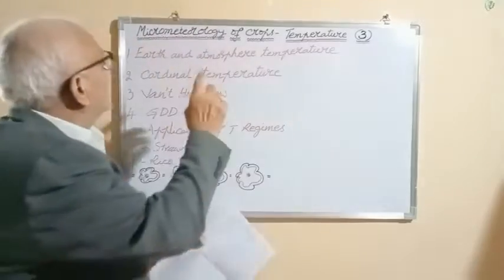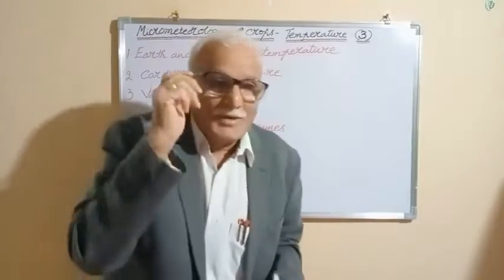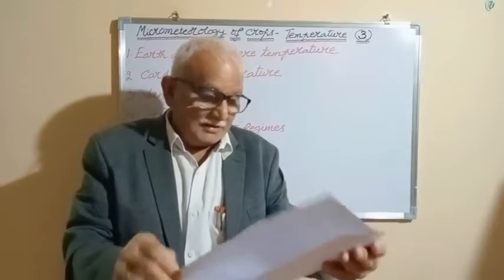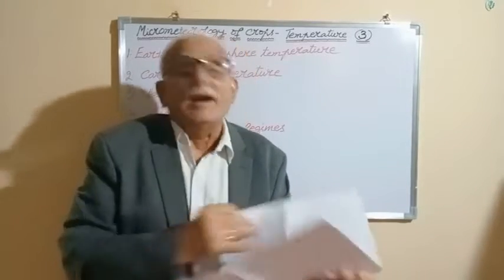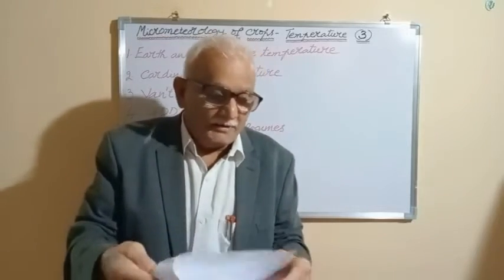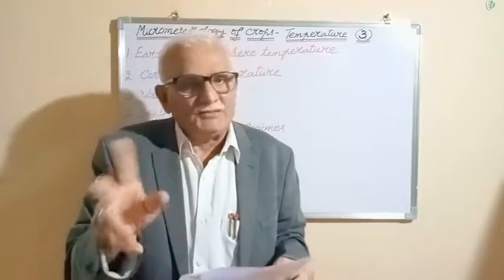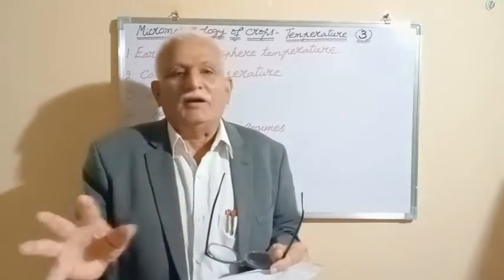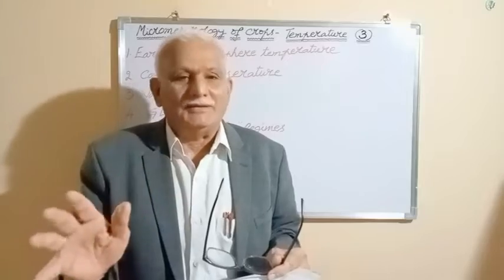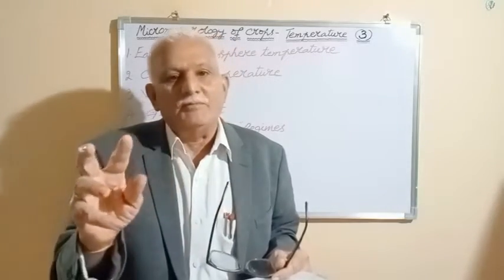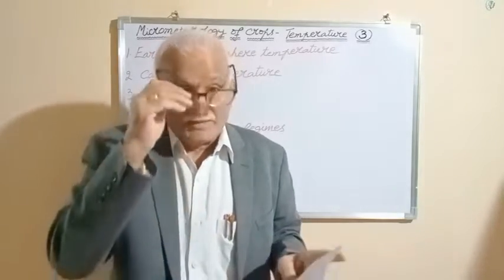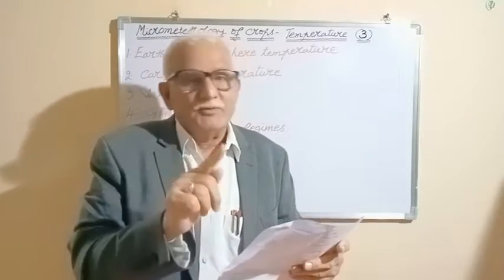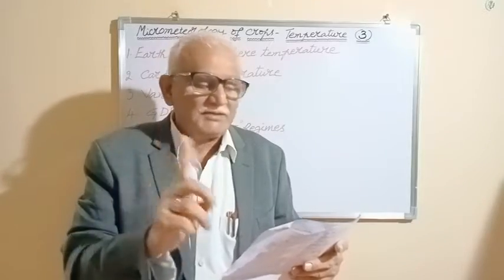Now, the second thing in today's class is cardinal temperatures. So, way back in 1946, Parker had defined cardinal temperatures for cool season crops and hot season crops: minimum, optimum, maximum. For cool season crops, the minimum cardinal temperatures are 0 to 5, optimum 25 to 31, maximum 31 to 37.